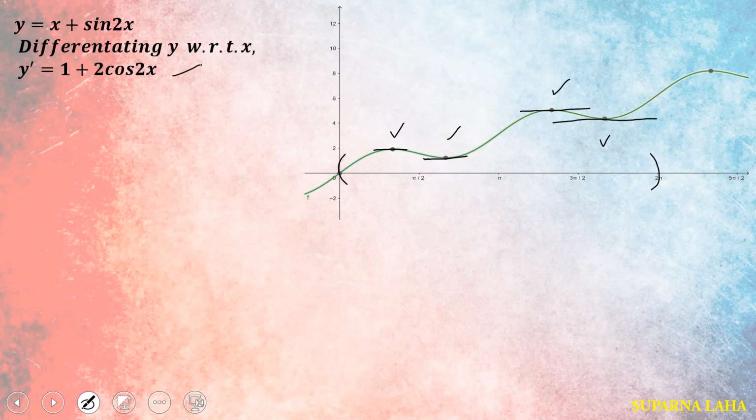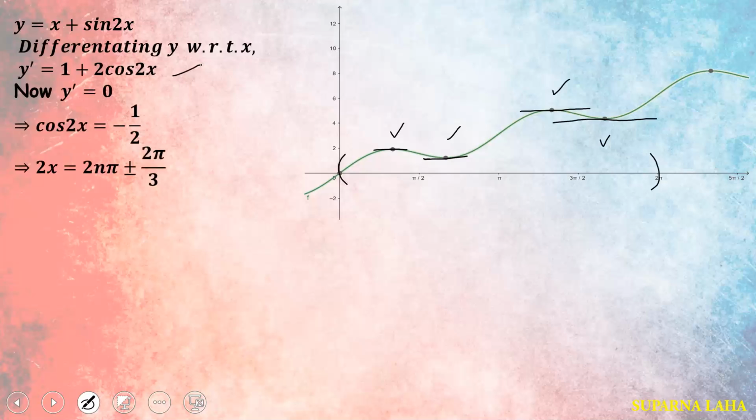Now if this is the first derivative, the next condition is if the first derivative is 0 at a certain point, then at that point the function may have the maximum or minimum value. So if this y dash is 0, that means cos 2x is minus half. So put the general value for cos 2x equal to minus half. That means 2x is given by 2n pi plus minus 2 pi by 3, and n belongs to the set of integers. Now, what is x? x is n pi plus minus pi by 3.